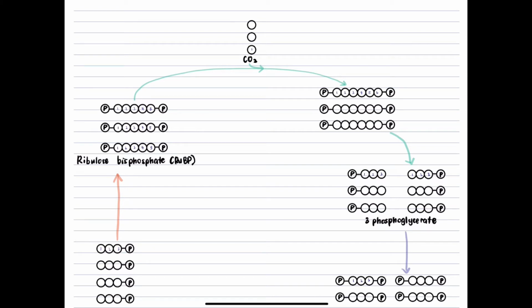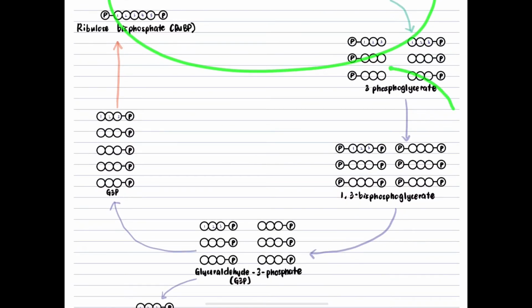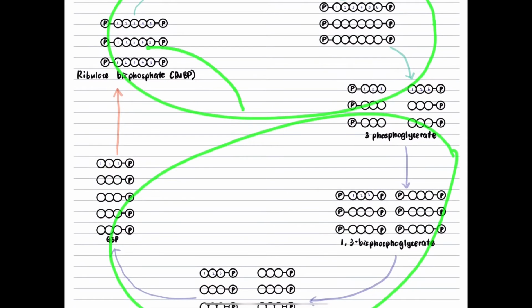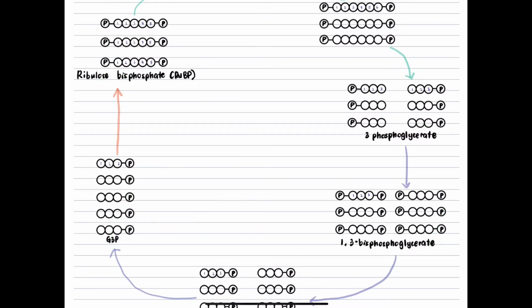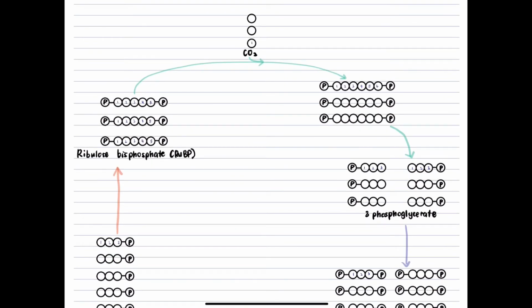Calvin cycle has 3 phases, which is carbon fixation, reduction, and regeneration of RuBP. In carbon fixation, 1 molecule of CO2 will be fixed with 1 molecule of 5-carbon RuBP. This process is catalyzed by enzyme RuBisco. This will produce a 6-carbon molecule that is unstable and will split to form 2 molecules of 3-phosphoglycerate.